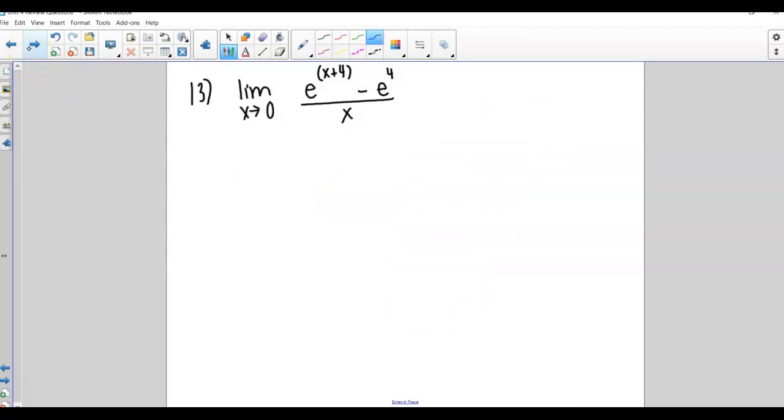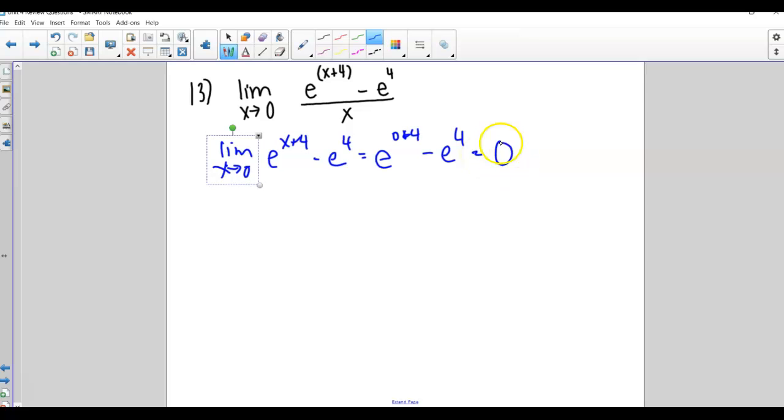And we've got a couple more that we're going to look at. Pretty much any limit that you see, especially on free response, you want to treat it like it is going to be L'Hôpital's rule. So if we did this problem here, we want to do the limit as x approaches 0 of e to the x plus 4 minus e to the 4th. When we do this, that's e to the 0 plus 4 minus e to the 4th. Well, that is just e to the 4th minus e to the 4th, which gives us 0.